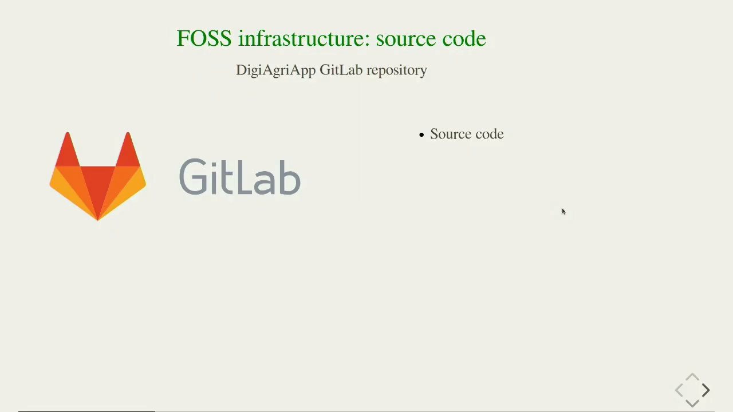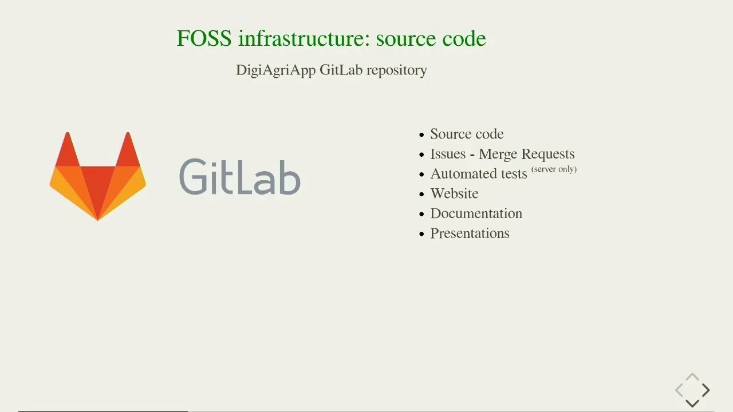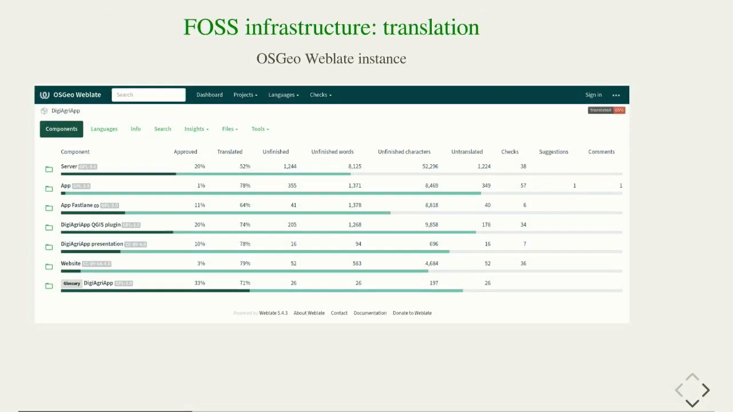And inside the GitLab service, we have the source code, issues and merge requests. We have automated tests, until now only for the server, but it's the most important side of the application. So every commit we run tests and we see that everything is still working correctly. We have the website, documentation and presentation that are running on GitLab. So we just make some updates, we commit, and immediately we get the new elements online.